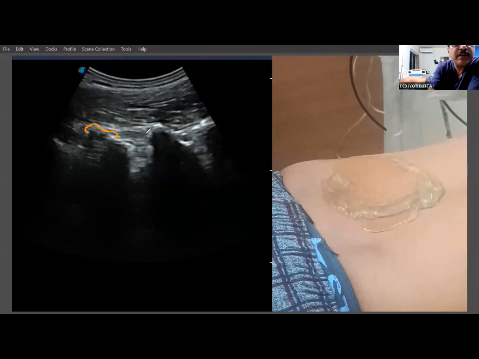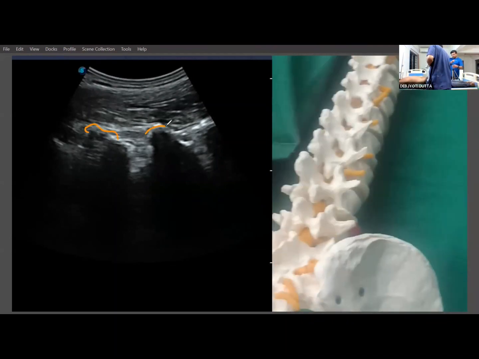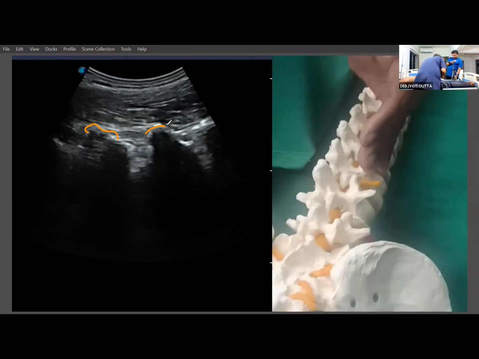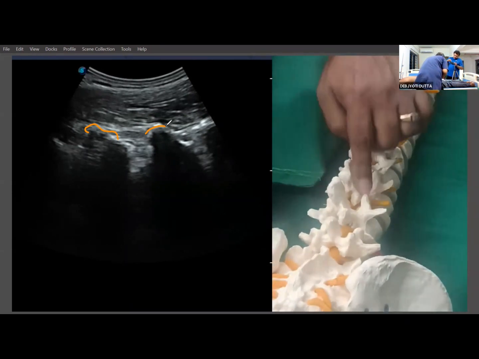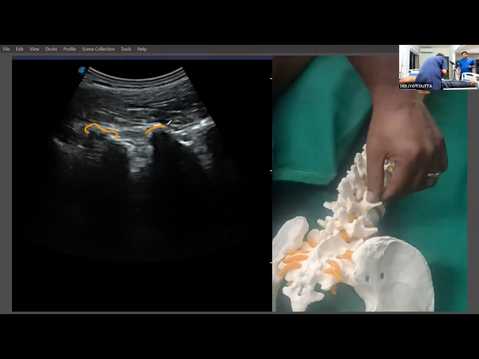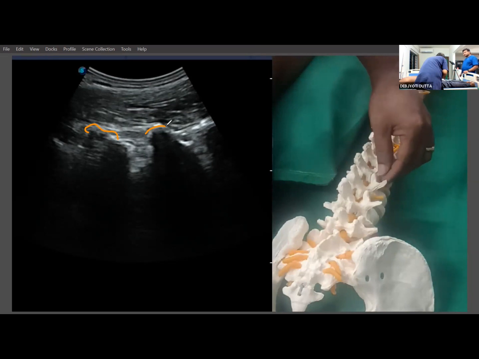This is the mammillary process. So the mammillary process is the most projected part. When you are scanning from lateral to medial, the most projected part is your mammillary process, and here this was your accessory process. I was talking about the mammillary accessory ligaments. This is the accessory process, this is the mammillary process.